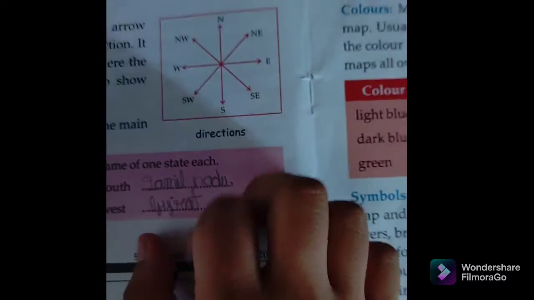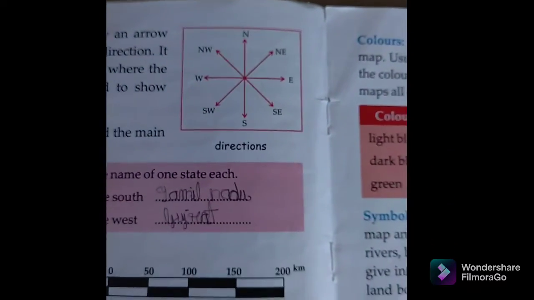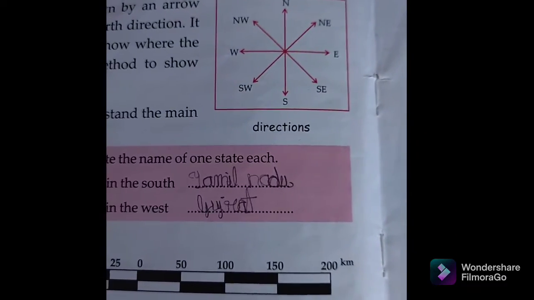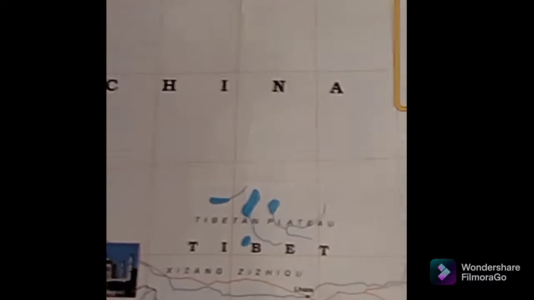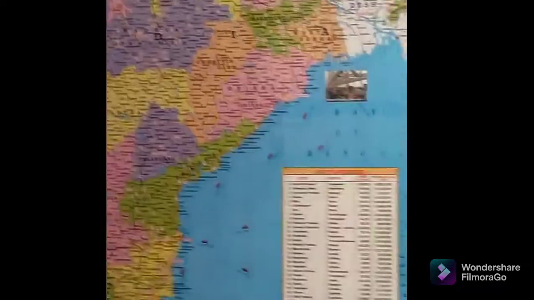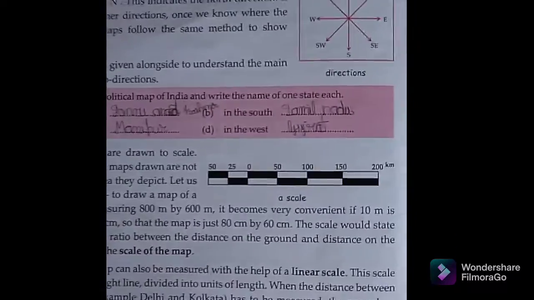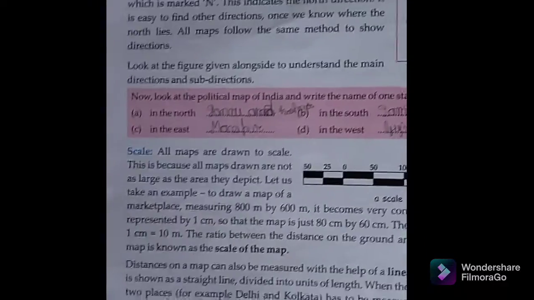The directions on the map are marked by an arrow. You can see on big maps, on the north there is an arrow. If you cannot see what I mean, you can see there is an arrow at the top that is indicating north in this India map that I have. So now let's go back. Look at the figure given alongside to understand the main directions and sub-directions. You can see this figure.